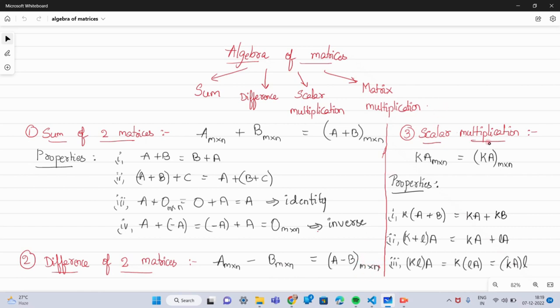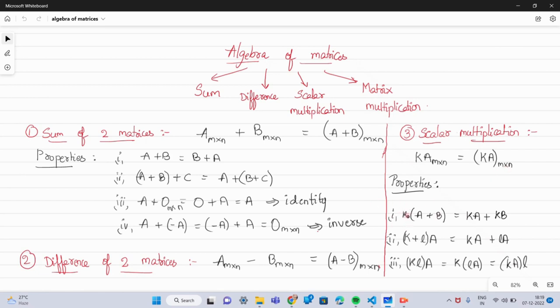Coming to the scalar multiplication. Scalar multiplication means multiplying the matrix with a fixed quantity. Here k is a fixed quantity. When we multiply, k gets multiplied to each element of the A matrix, and the output will also be of the same order m cross n.